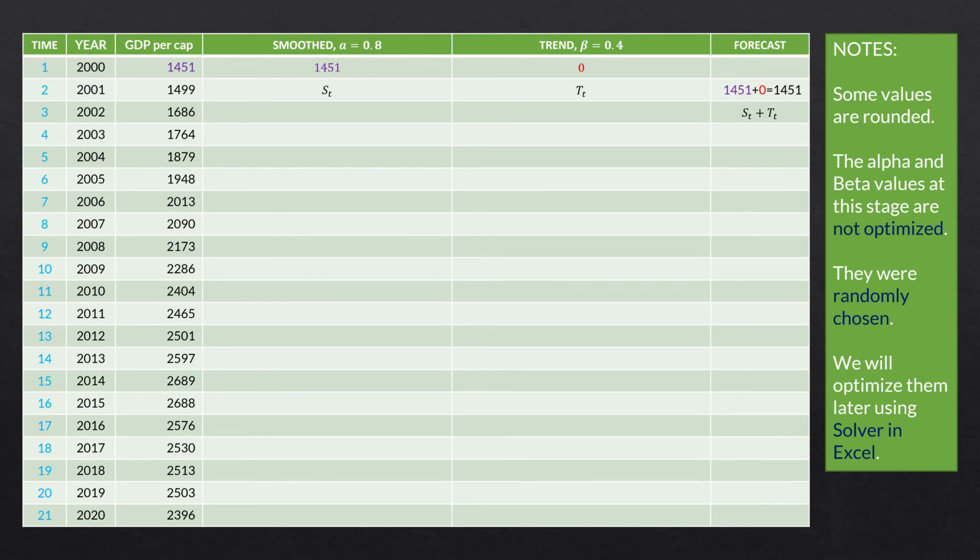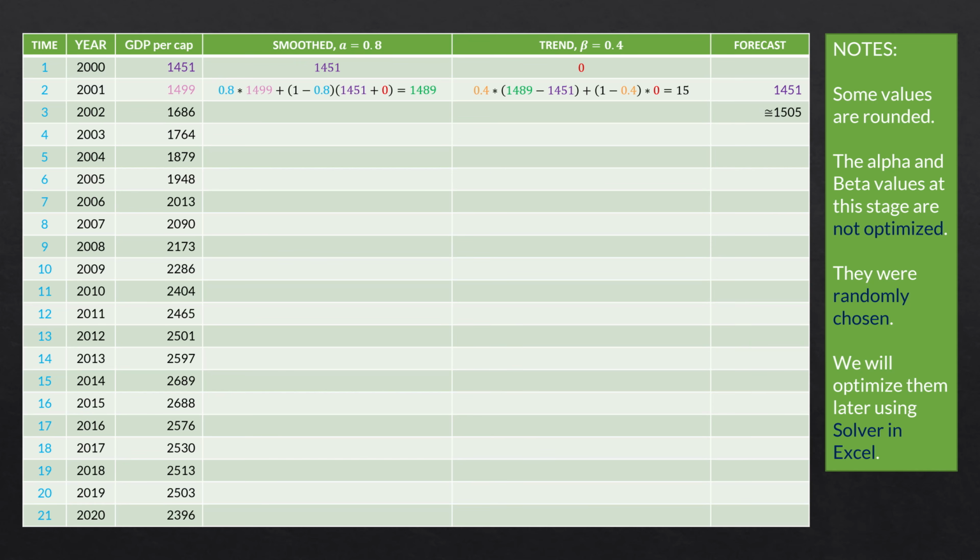Now the next forecast is S sub t plus T sub t, but we don't have those yet. We have to calculate those. So we can see that S sub t is our next smooth level and T sub t is our next smooth trend. But how do we get those? We use all the formulas we saw in the prior slides. So the next forecast looks like this. Let's go through this step by step.